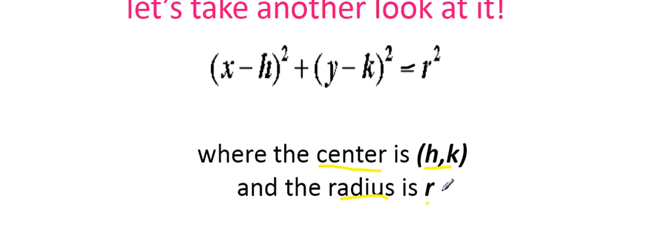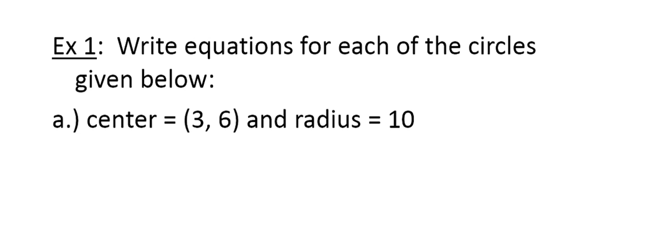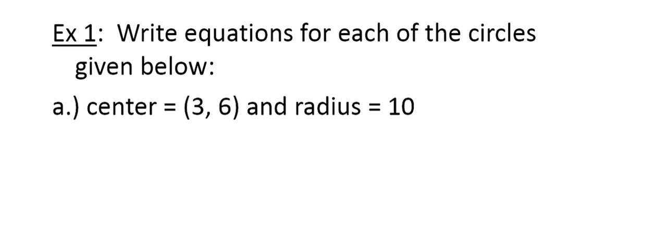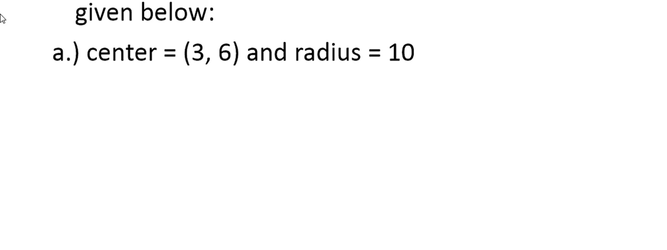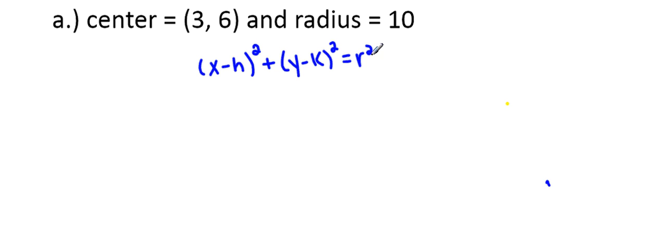Now, like anything else in math, sometimes this looks a little bit more complex than it really truly is. So let's take a look at some examples of how these equations would be written, and in no time at all you're going to be writing them yourselves. The directions for the next few say write equations for each of the circles given below. And in part A, they tell us that they want our center to be at the point whose coordinates are (3, 6), and they want our radius to be of length 10. So my general formula is x minus h, the whole quantity squared, plus y minus k, the entire quantity squared, is equal to the square of the radius.